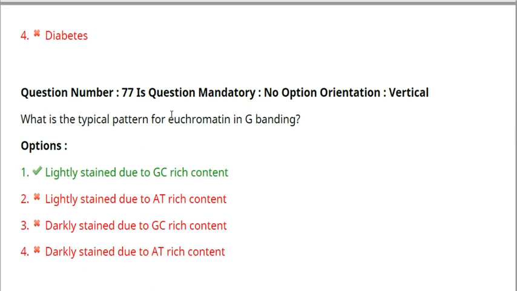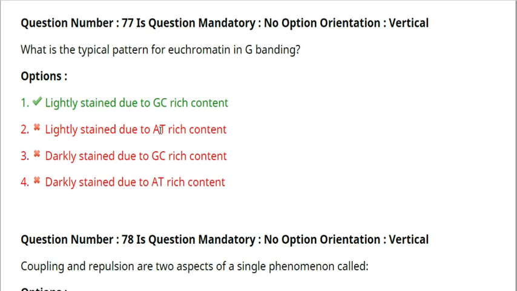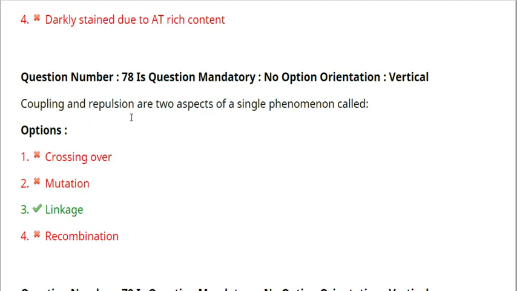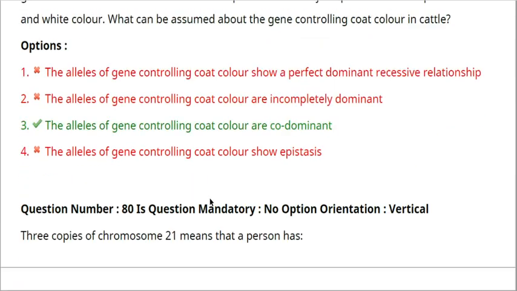Okay, so what is the typical pattern of euchromatin in G banding? So there are two types of chromatin, euchromatin and heterochromatin. So euchromatin is lightly stained by G banding due to the presence of a high amount of guanine-cytosine bonds. Okay, so they are asking about euchromatin. Euchromatin in G banding is light stained due to the presence of GC rich content. Next, coupling and repulsion are two aspects of a single phenomenon called linkage. That is, in genetics they had asked this question. So we'll deal with the next question, friends.